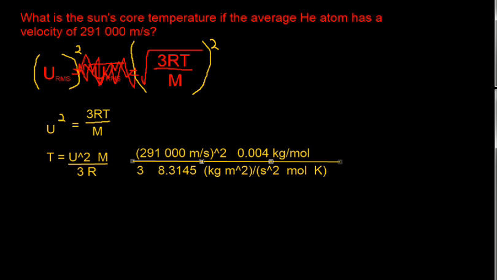Okay, so let's draw an equal sign. Can't forget the equal sign. Just throw that into your calculator, and you will get the temperature of the core of the sun, which comes out to a whopping 13 million degrees Kelvin. So yeah, that's pretty hot. And is it reasonable? Yeah, it's reasonable.